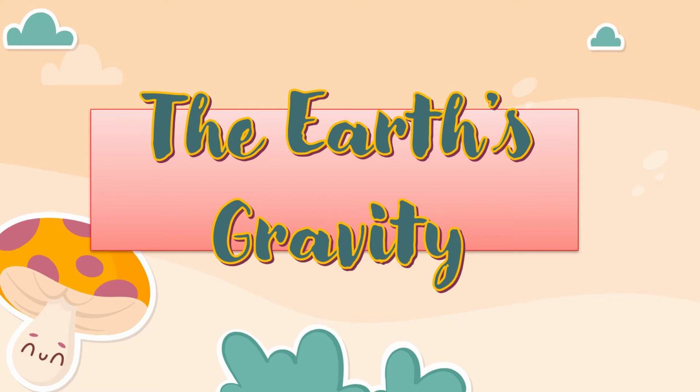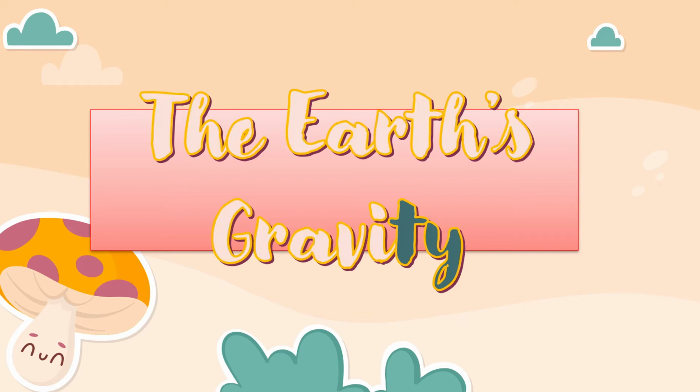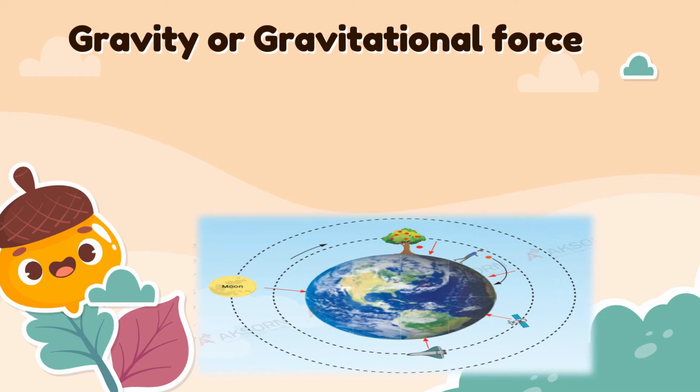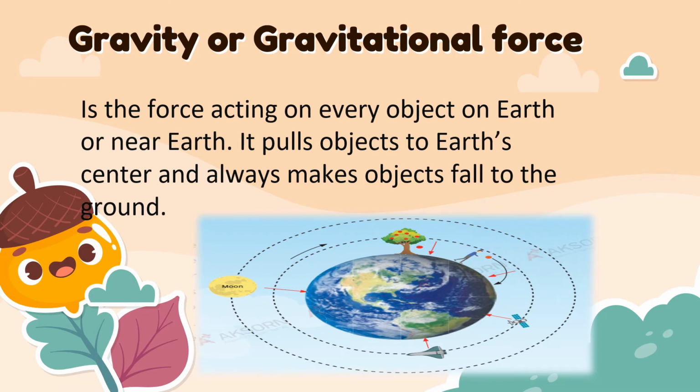Next is the earth's gravity. Everyone, do you remember about the earth's gravity? Yes, so let's move on. Gravity, or gravitational force, is the force acting on every object on Earth or near Earth. It pulls objects to Earth's center and always makes objects fall to the ground. Gravity helps the objects and the people here in the world. If we don't have gravity, the people or the objects will not walk properly, or they couldn't do anything.